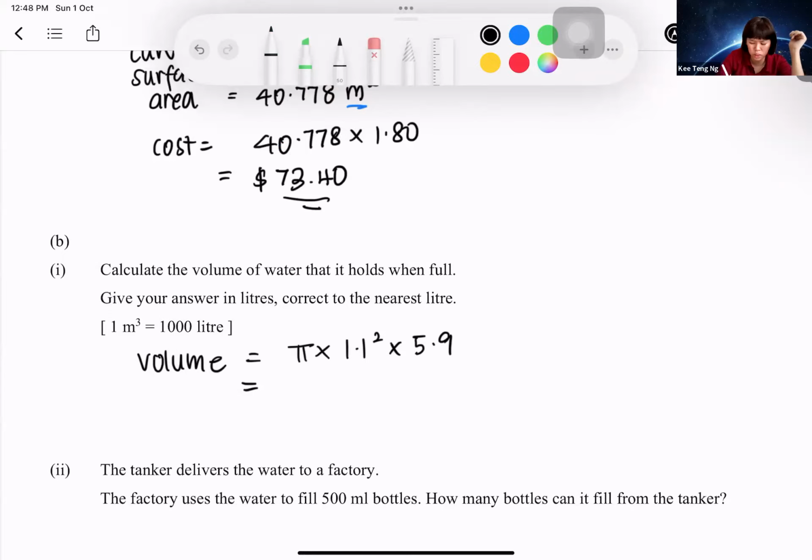All right, so this is 22.4278. But this is meter cube, and they want the answer in liters, correct to the nearest liter. They say 1 meter cube is 1,000 liters. So what do I need to do? I need to convert from meter cube to liters. So I multiply by 1,000.